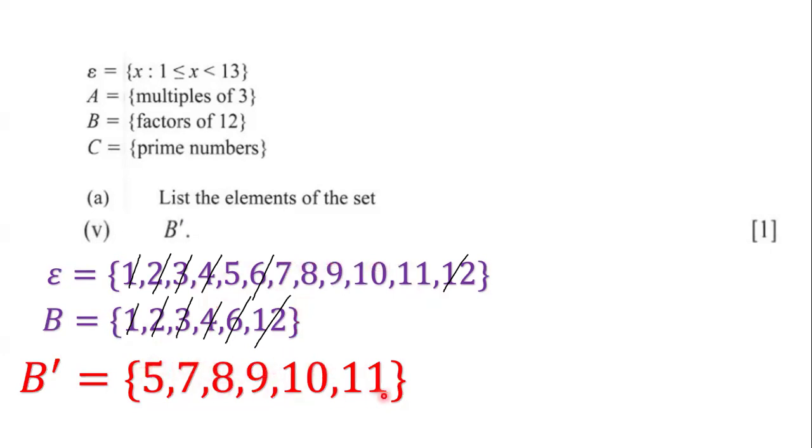And these are B complement. These are the elements in the set B complement. These are the elements that are in the universal set but are not in set B. That's 5, 7, 8, 9, 10, and 11.